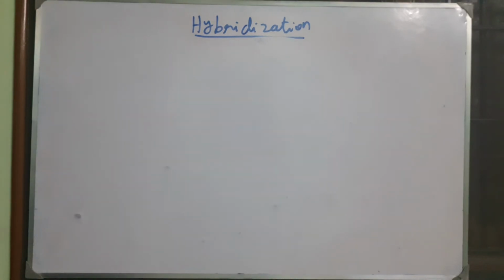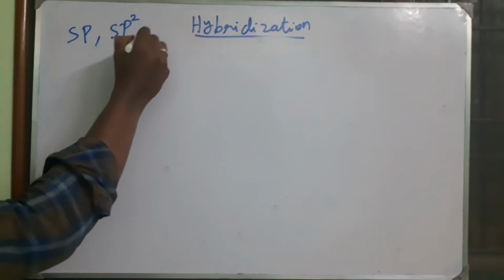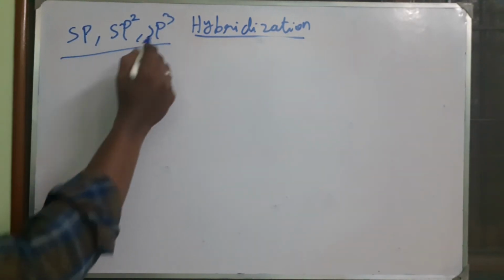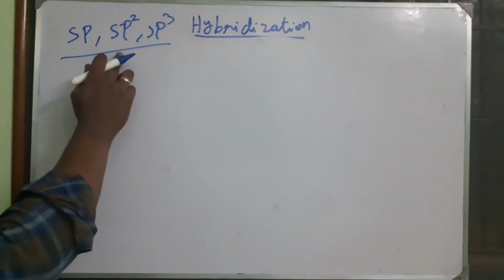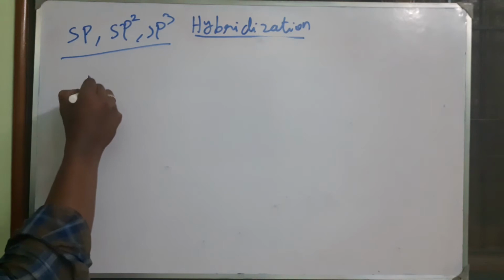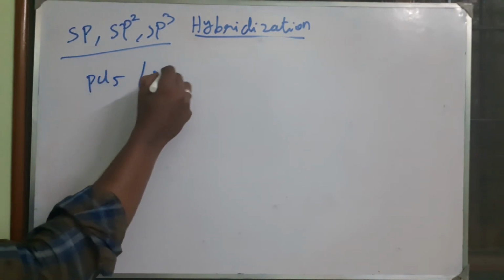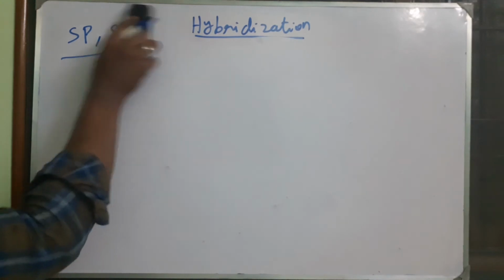I explained sp, sp2 and sp3 hybridization, right? These are the general hybridizations for hydrocarbons: alkane, alkene, alkyne. Suppose some other molecules are given, like PCl5, SF6. How can we find out the hybridization? I will explain, so let us see.